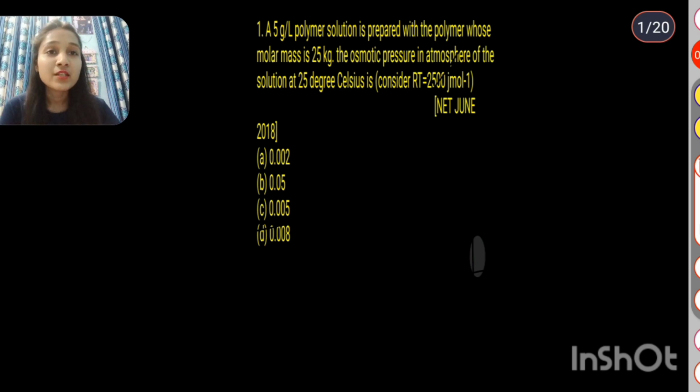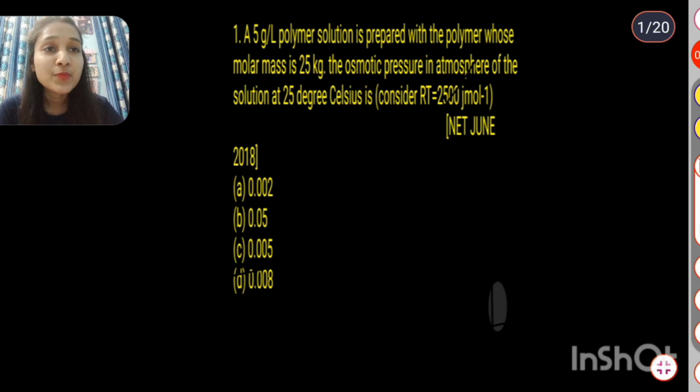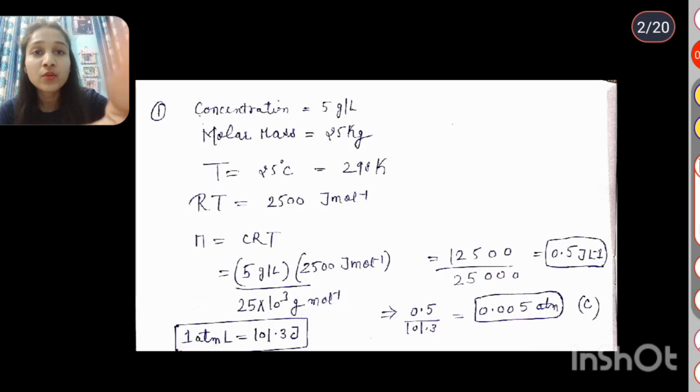So our first question is, a 5 gram per liter polymer solution is prepared with a polymer whose molar mass is 25 kg. So concentration is given as 5 gram per liter and molar mass is 25 kg. Calculate the osmotic pressure in atmosphere of the solution at 25 degrees Celsius. The value of RT is also given as 2500 joule per mole. So you just have to calculate the osmotic pressure.